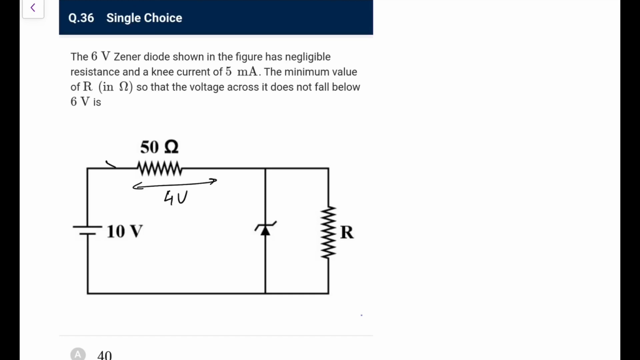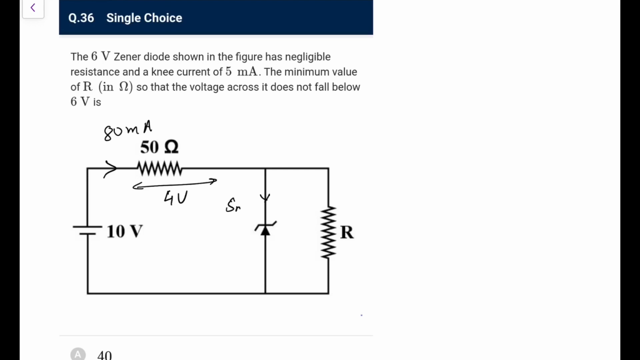4 means this value, the current would be 4 by 50. 4 by 50, you can make it out as 1 upon 12.5, or you can directly write it as 4000 by 15 milliampere. 4000 by 15 milliampere is 80 milliampere, and you have this knee condition.